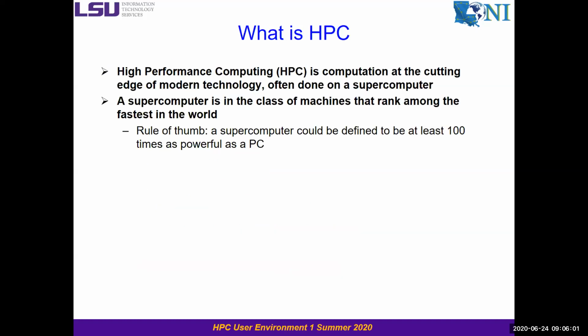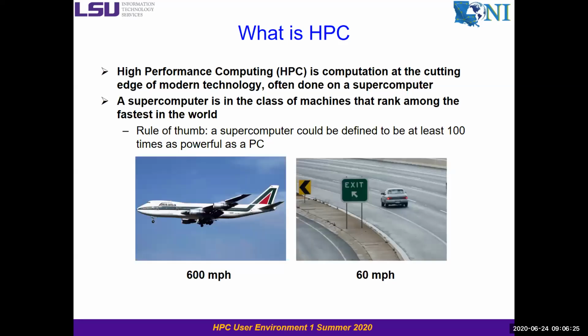So what is HPC? High performance computing is computation at the cutting edge of modern technology, often done on a supercomputer. A supercomputer is in the class of machines that rank among the fastest in the world, and could be defined as at least 100 times as powerful as a personal PC. Normally we use a magnitude of velocity to evaluate the speed of an airplane or a car, but how do we evaluate the speed of HPC?